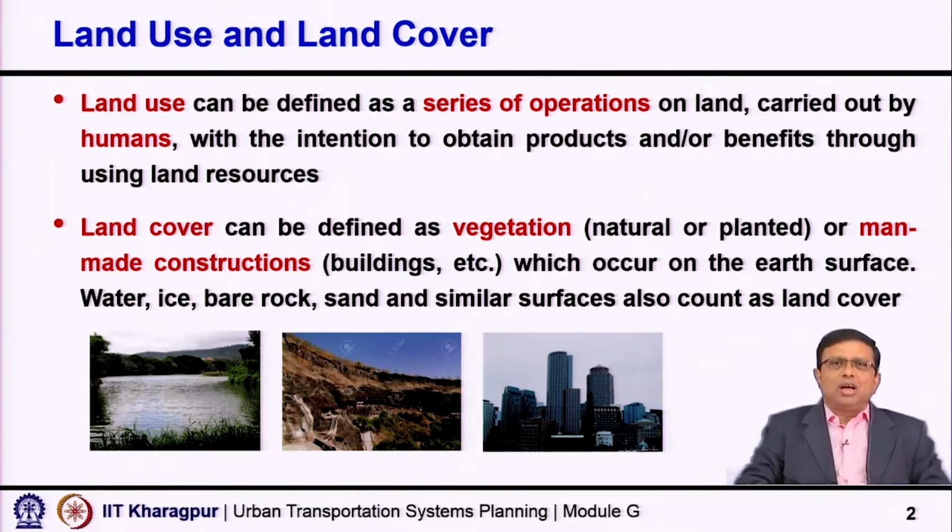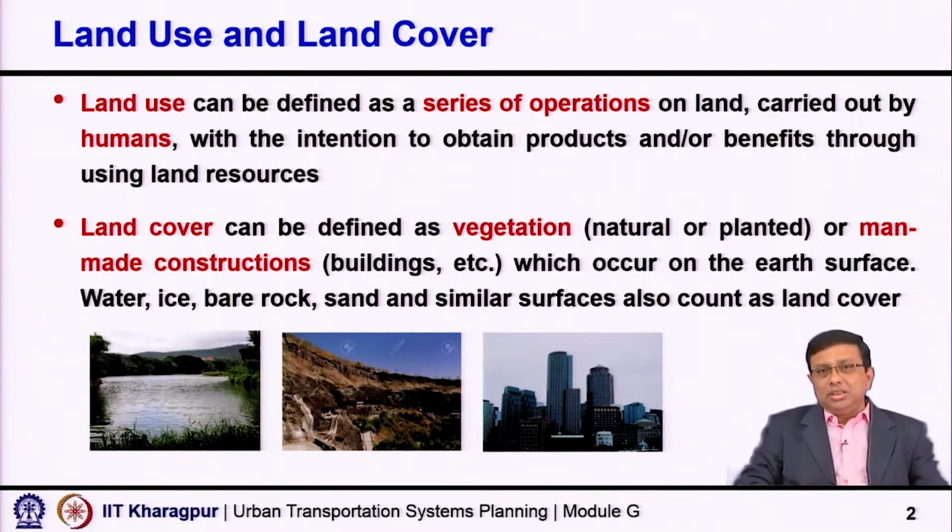There are water, ice, vegetation, and man-made constructions, all will be there. So, that is what we say: it includes water, ice, bare rock, sand and similar surfaces also count as land cover. That means the complete earth surface that is available has different types of cover. Part of it may be water, something may be ice, some bare rock, sand, some may be vegetation, natural or planted, or some may be man-made construction such as buildings, bridges and other things. So, all these are under land cover.